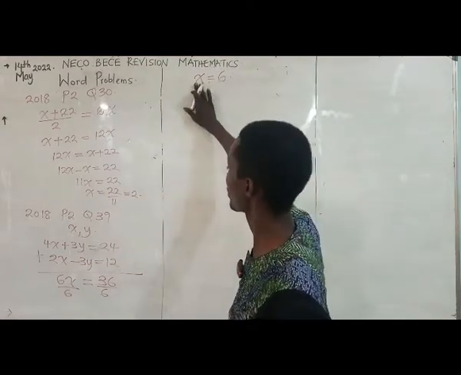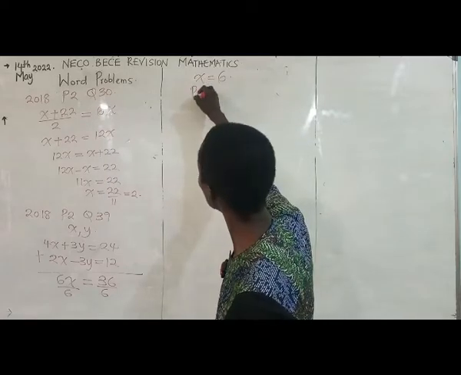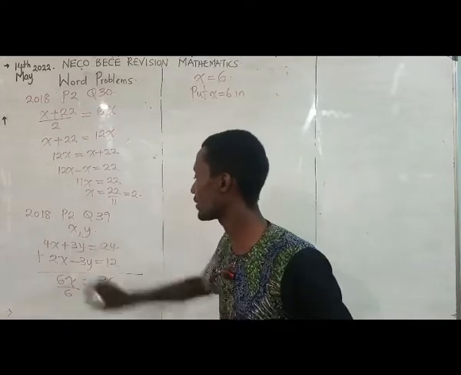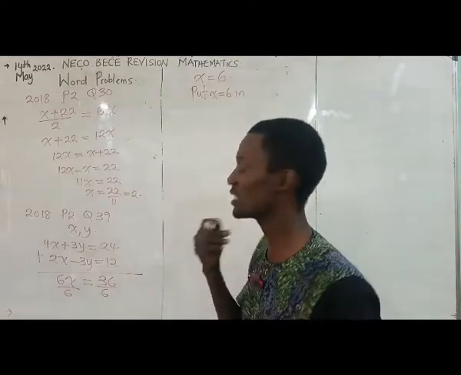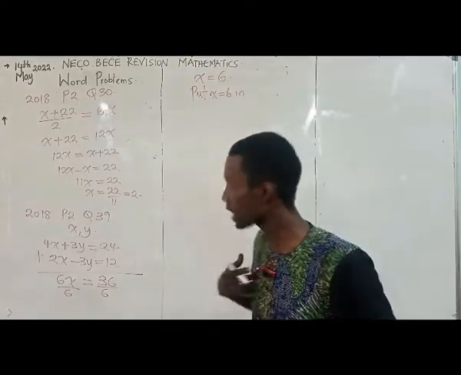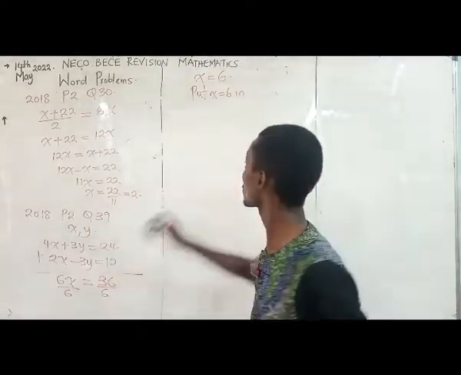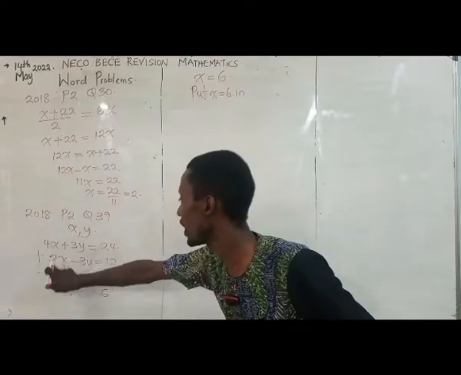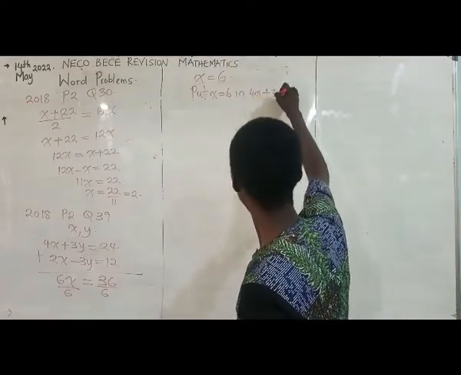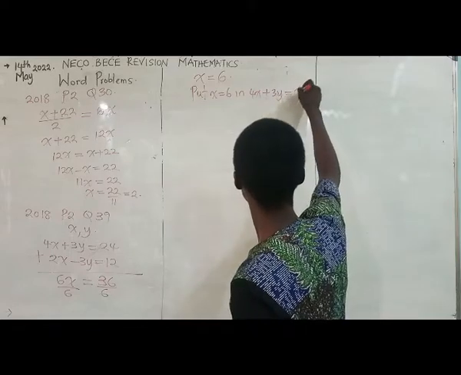Now, if I've gotten x equal to 6, I will now put x equal to 6 in any one. I see some people talk about putting the equation. I don't do that anymore. It's old school, it's archaic. I tell my examiner where I'm putting it in. So I will put this in what? Let's say I want to use the first one. 4x plus 3y equal to 24.